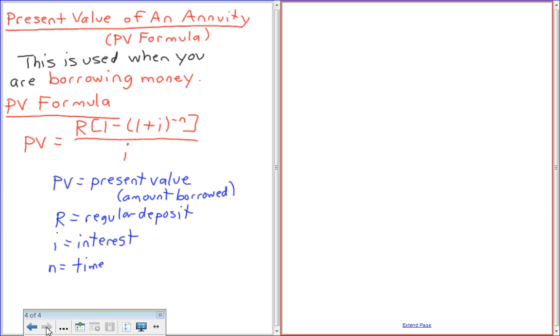So here's when do I use each equation? That's the hard part. Do you want an example of this first, or do you want the when do I use each one first? When do I use each equation?